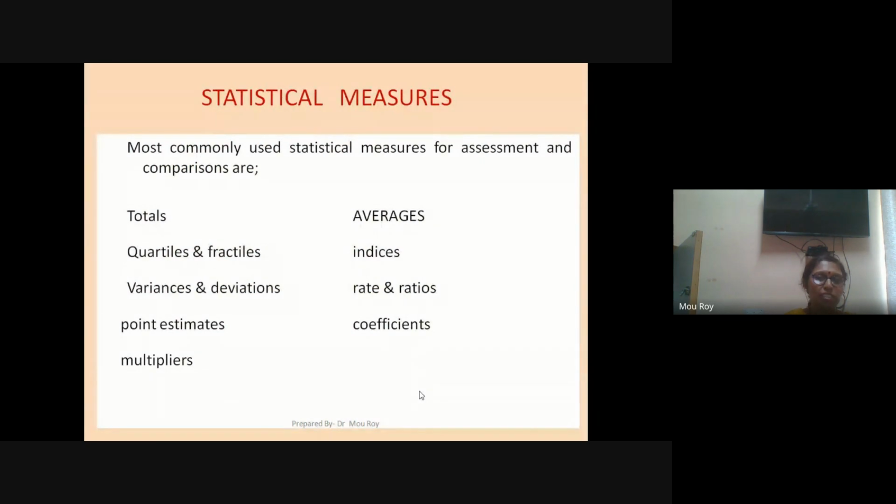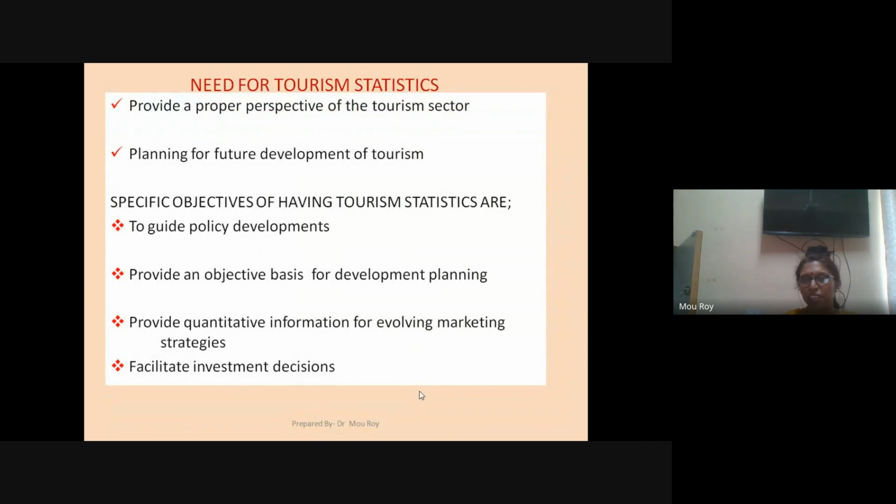So you have to take these statistical measures. These are all about averages, then variances, then multipliers, coefficients, ratios, and rates. It's a little bit on a higher level, but yes, it is very much necessary. And why is there importance of tourism statistics? Because that is how policy developments are prepared.